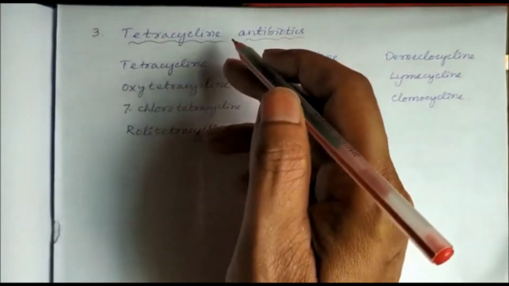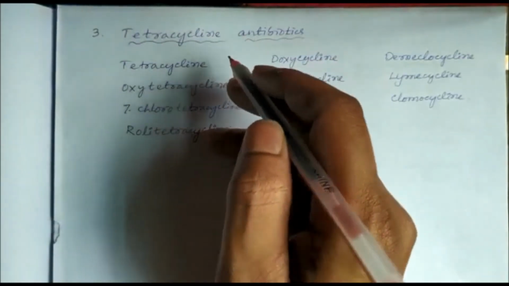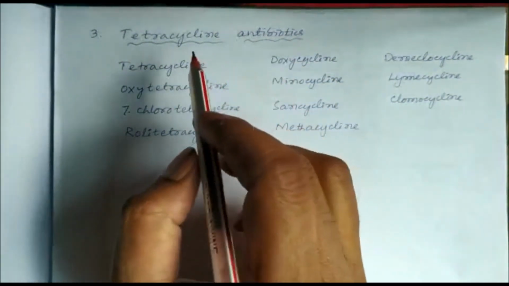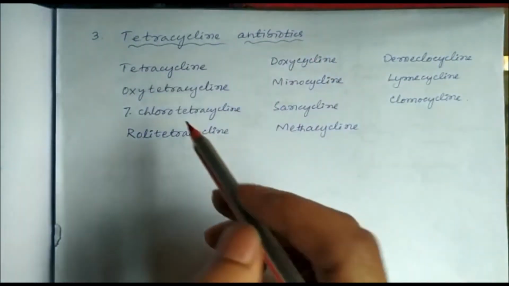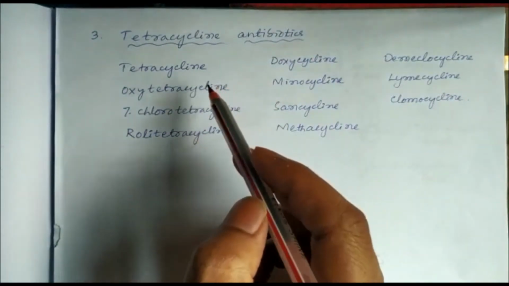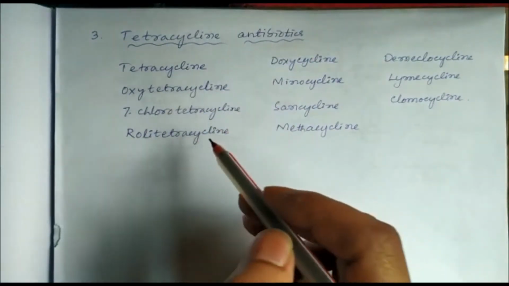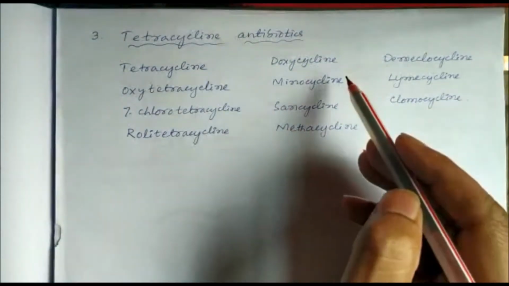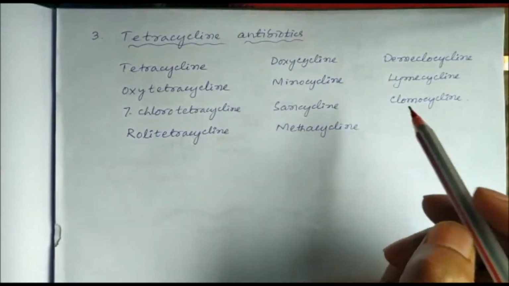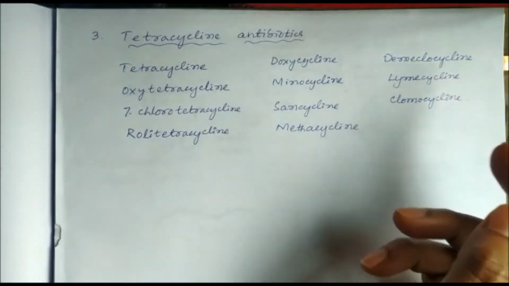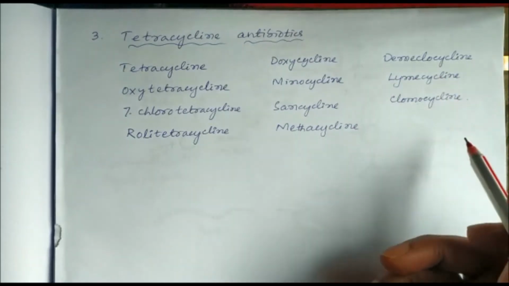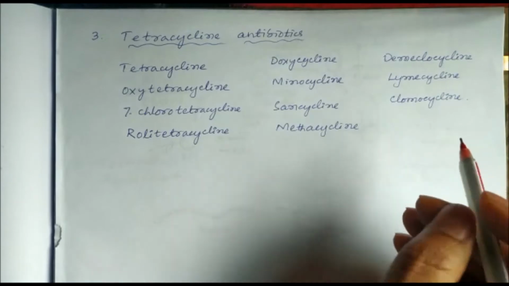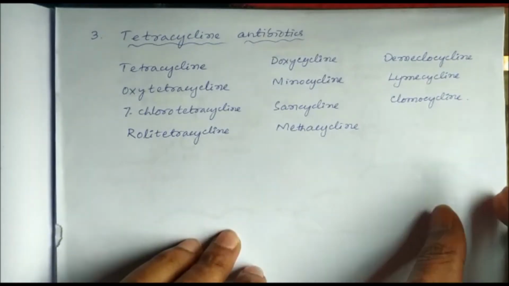They have a tetracyclic nucleus, because of which they are called tetracycline antibiotics. Some examples of tetracycline antibiotics are tetracycline, oxytetracycline, 7-chlorotetracycline, rolitetracycline, doxycycline, minocycline, sancycline, methacycline, demeclocycline, lymecycline, clomocycline. So these are some of the examples of tetracycline antibiotics.